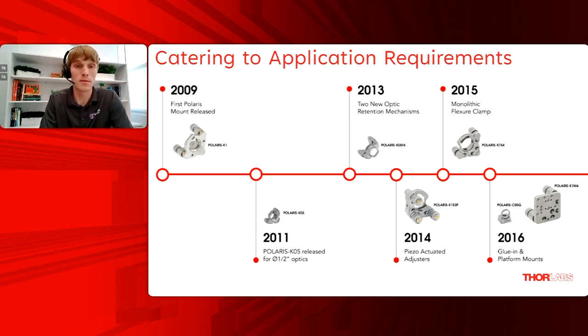We enhanced our side clamping retention method using the monolithic mount, discussed a little bit earlier. That was in 2015. And we added glue-in mounts for more permanent applications that don't want any user-supplied forces, along with platform mounts for stably holding and adjusting non-round optics with the same Polaris design considerations as before.